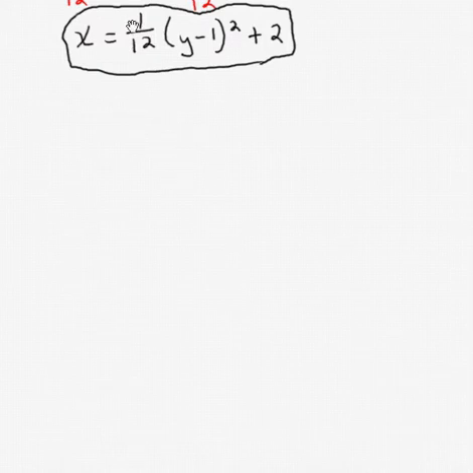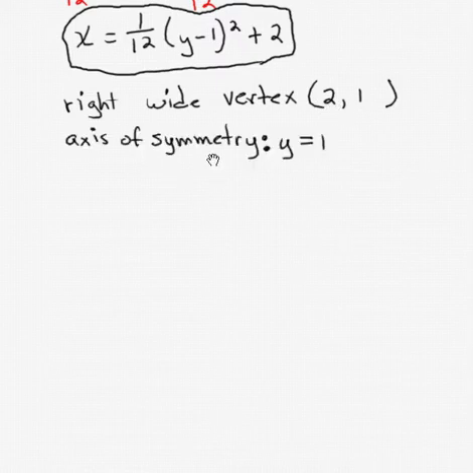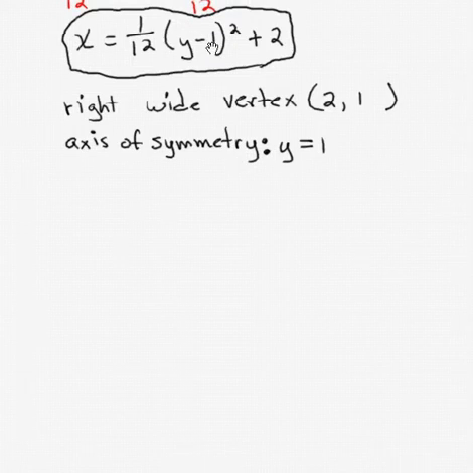Since this is positive, the parabola is going to open to the right. Absolute value of 1/12, this is less than 1, so it's wider than usual. Vertex, be careful. The number inside the parentheses here is with y. So the opposite of that is the y value of the vertex, the 2 being the x value of the vertex. Axis of symmetry is found inside the parentheses. Y equals the opposite of that number, so y equals 1.